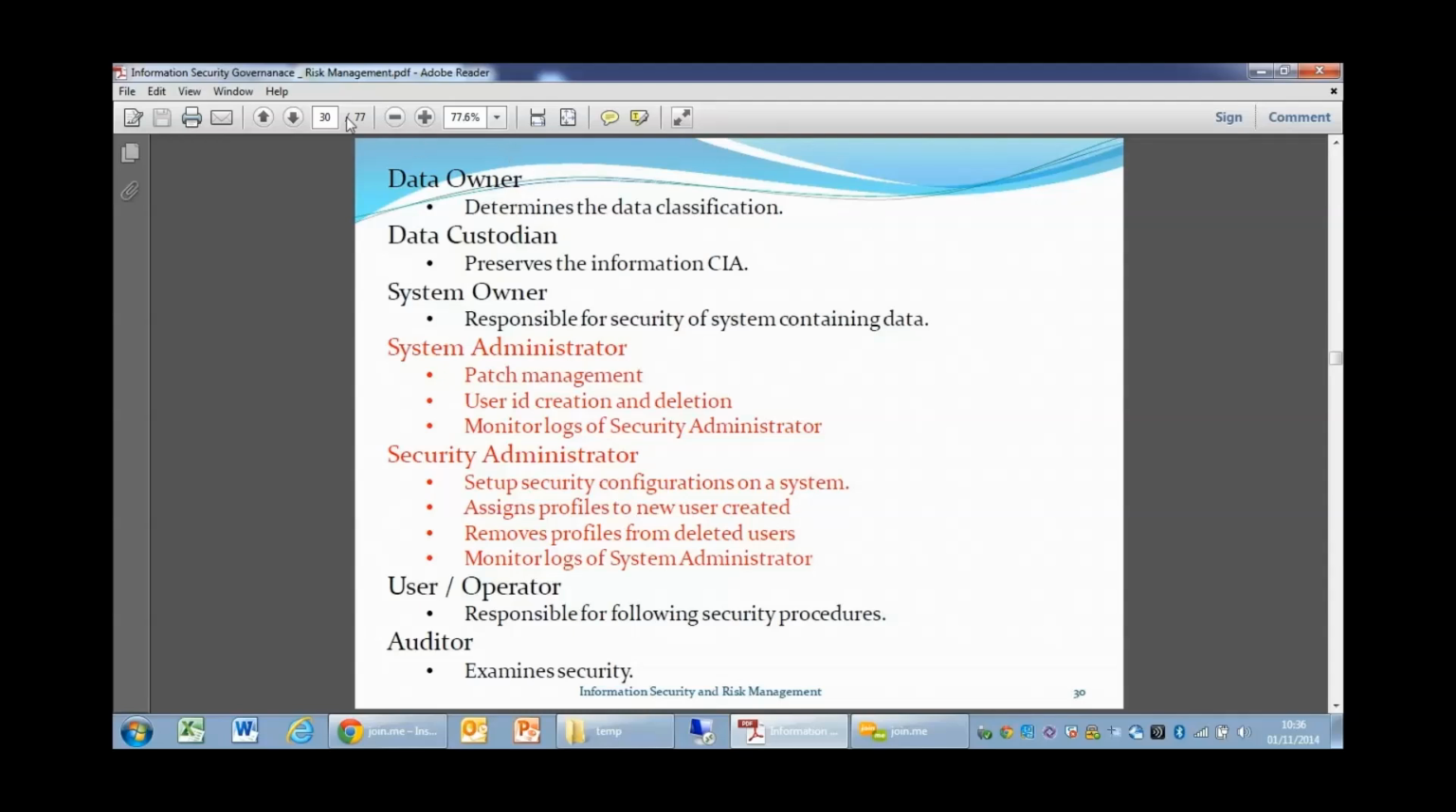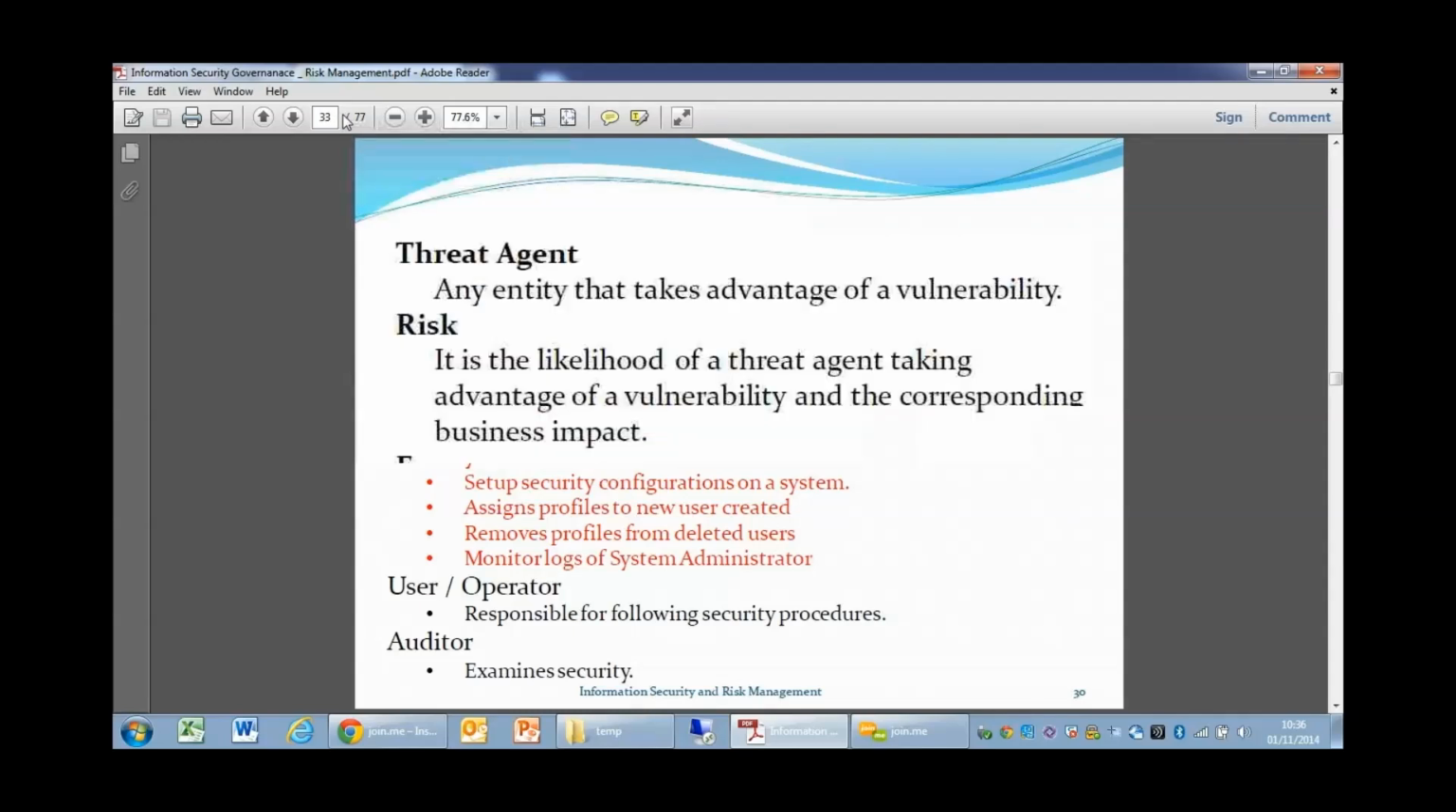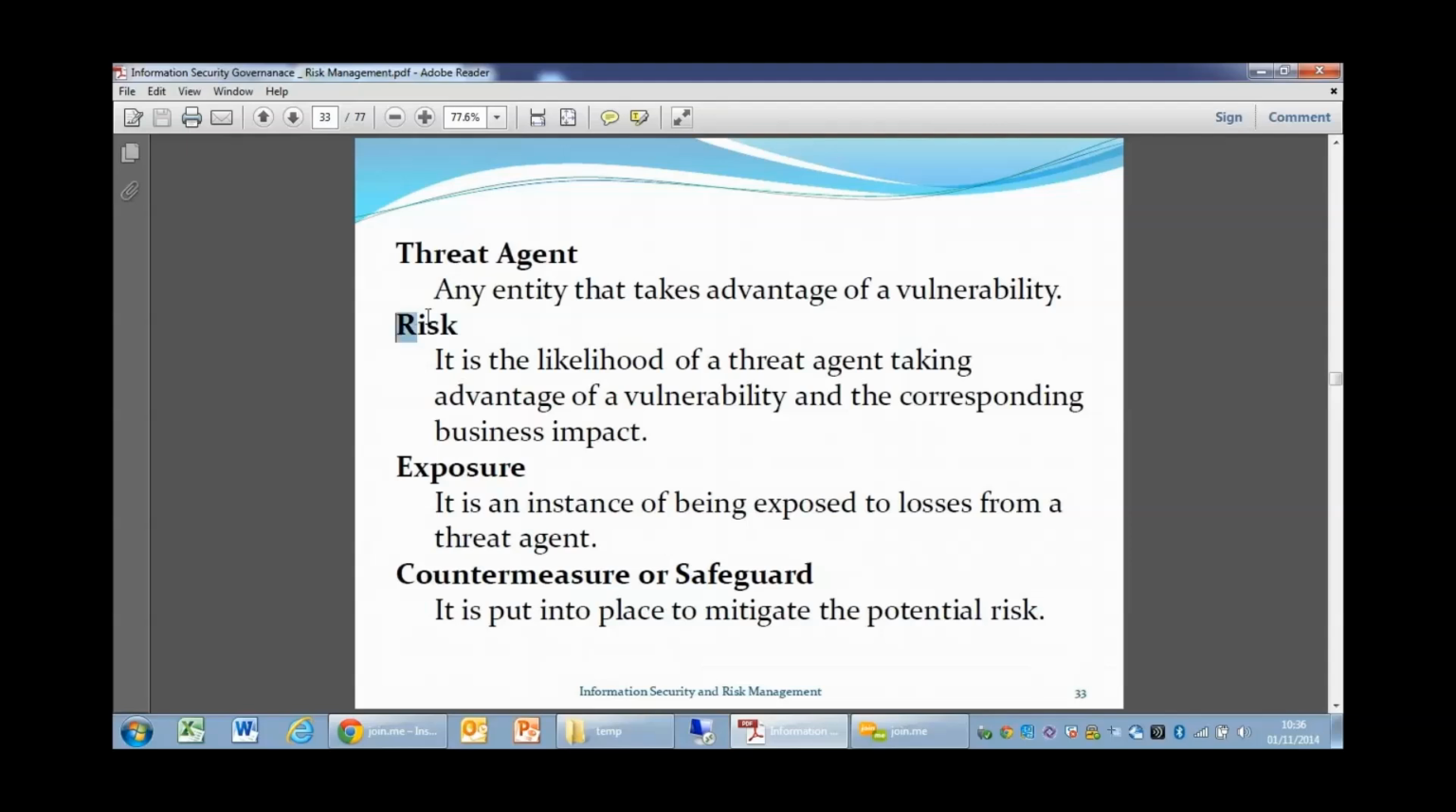Moving on to the next concept, which is related to risk. So what's a risk? This is one of the prime interview questions. So how do you define risk? I have also asked many people, how do you define risk? After CISSP, you should be able to define risk in a very mature manner.